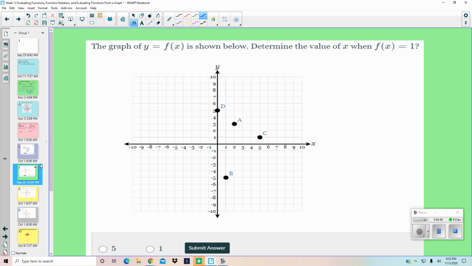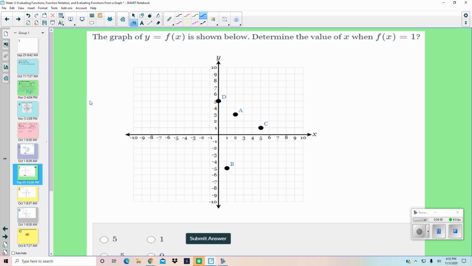Look at another one. Where is the y value 1? Well, that would be C, and the x value is 5 there, so that's the answer.